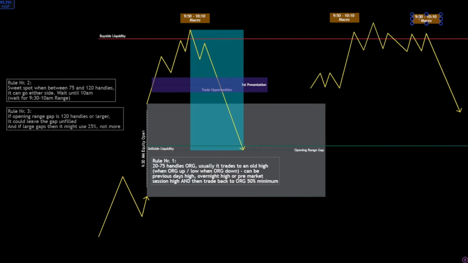And then we have the next macro from 10:50 to 11:10. So this would be your timing or time window where you can find the setup back to the first presentation and/or into that open range gap midpoint.